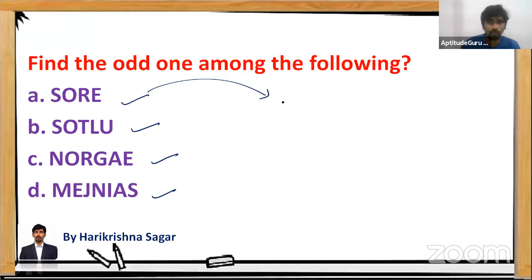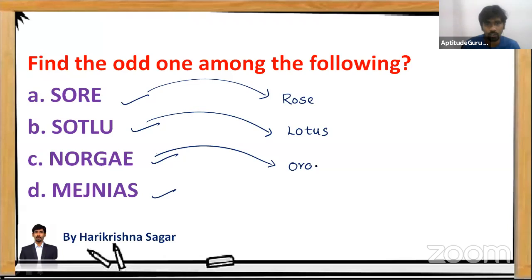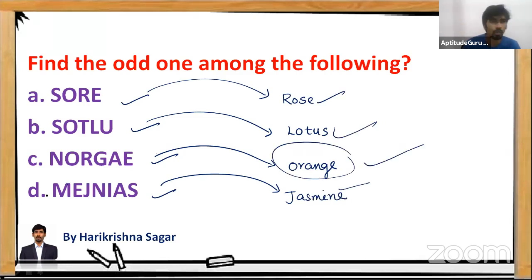What is SOAR? If you rearrange the alphabets, we can say this is going to be rose. If you rearrange the alphabets, we can say it is going to be lotus. If you rearrange the alphabets, we can say it is going to be orange. If you rearrange the alphabets, we can say it is going to be jasmine. So what is the odd man out here? Rose, lotus, jasmine are flowers. Orange is going to be a fruit. The odd man out of the question is going to be orange. Mark it as option C.